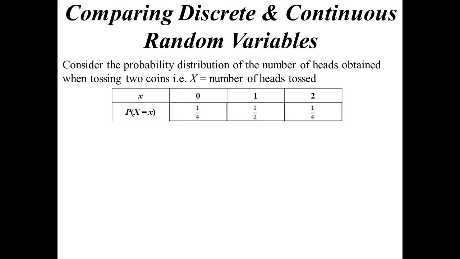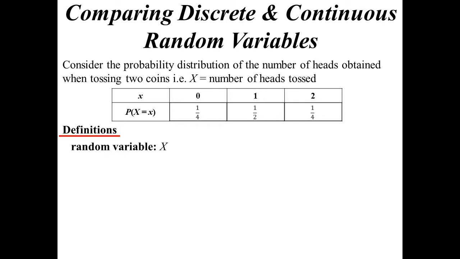Right, so yesterday we recapped discrete distribution. Now we're interested in our continuous one, so let's compare them. Again, I'm starting off with a discrete one here, and it's simply tossing two coins and counting the number of heads that come up. So the probability of no heads is a quarter, the probability of one head is a half, and the probability of two heads is also a quarter.